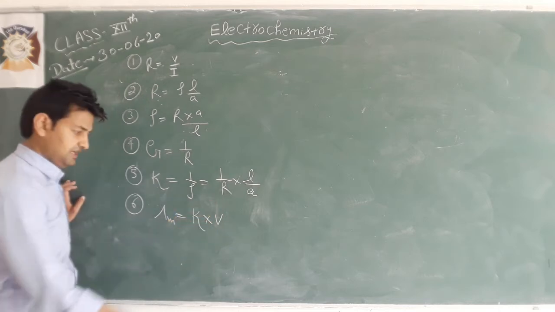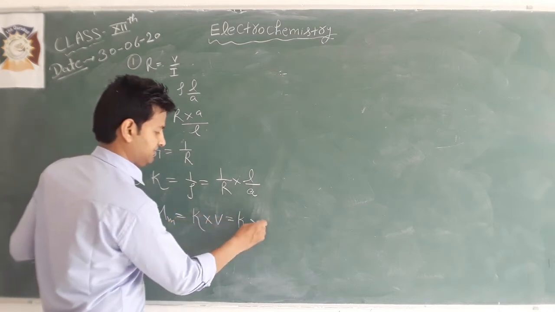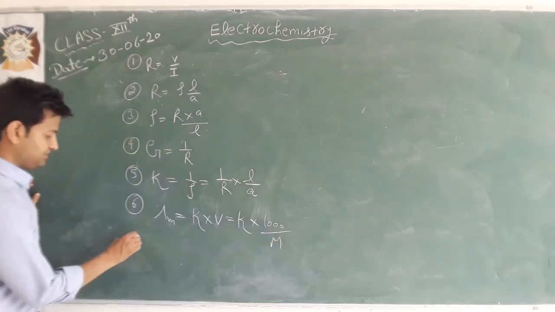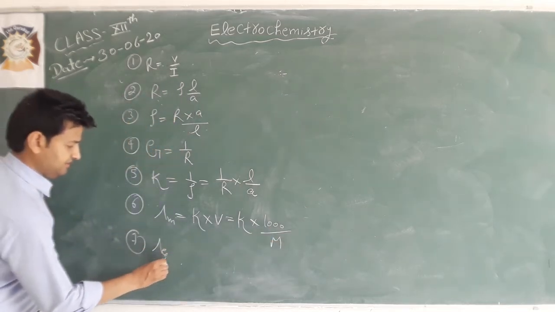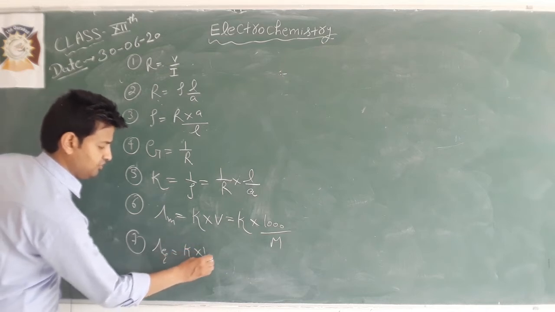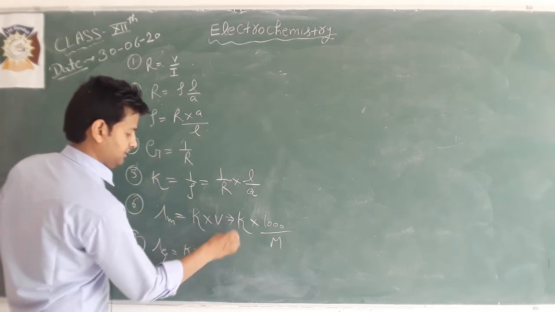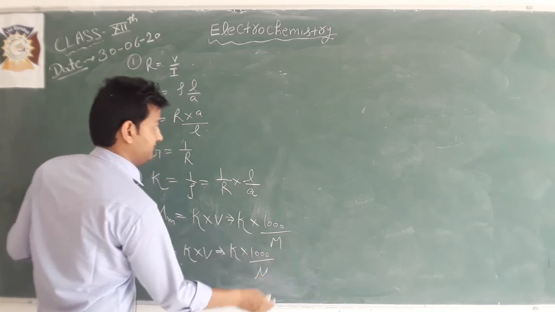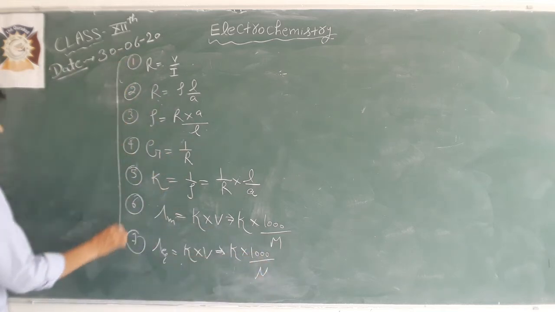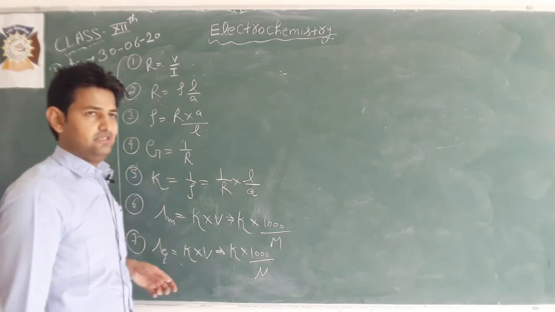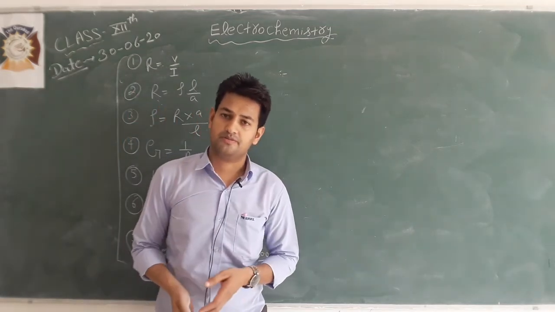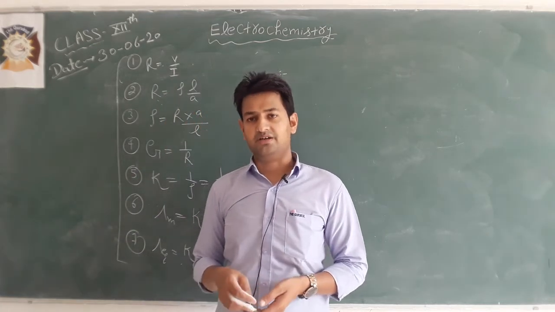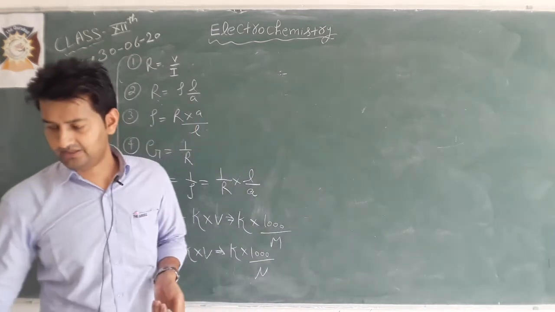Volume of solution containing 1 mole of electrolyte, so it will be 1000 by M. And the last term is equivalent conductivity, so it comes out to be kappa into V, or it will be equal to kappa into 1000 over N. So these are the relations or different terms which are also used in your numerical portions: resistance, resistivity, conductance, conductivity, molar conductance, and equivalent conductance.